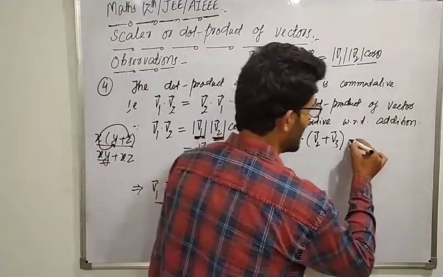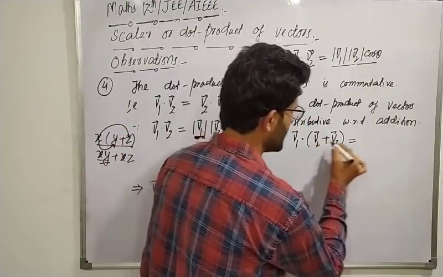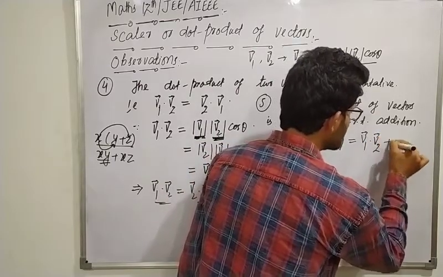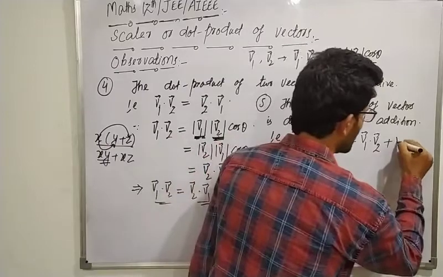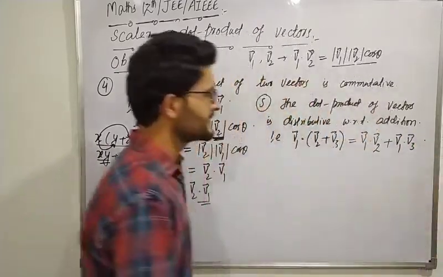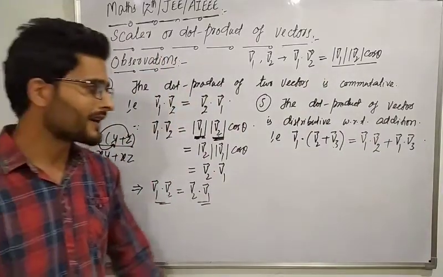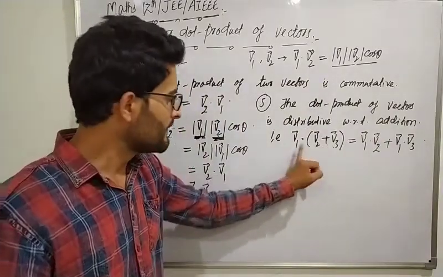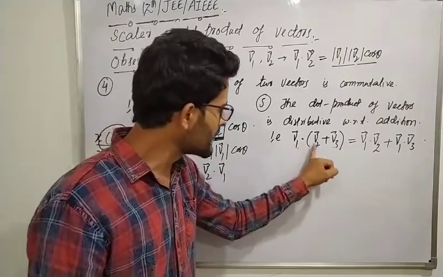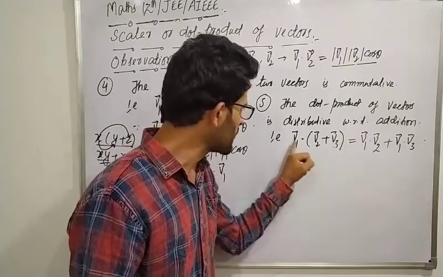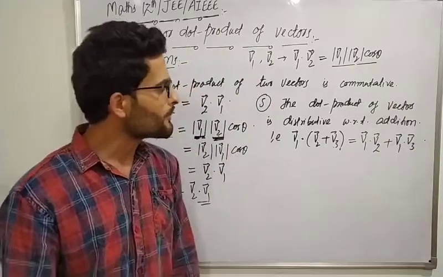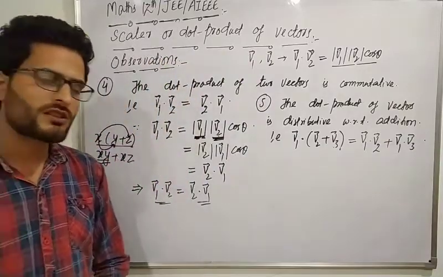So the result that comes must be equal to v1 dot v2 plus v1 dot v3. That is the distributive property under the operation of addition. This v1 dot is distributing with v2 and with v3, so v1 dot (v2 plus v3) must be equal to v1 dot v2 plus v1 dot v3. That is, the dot product of vectors is distributive with respect to addition.